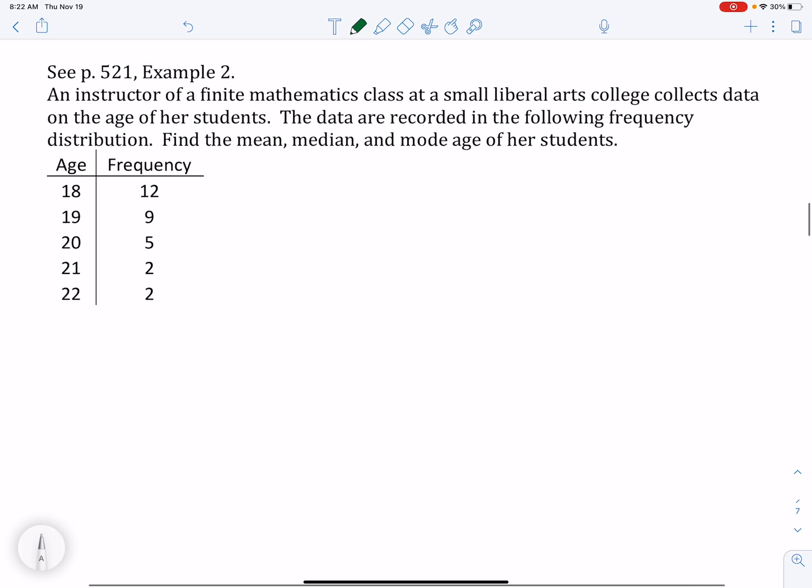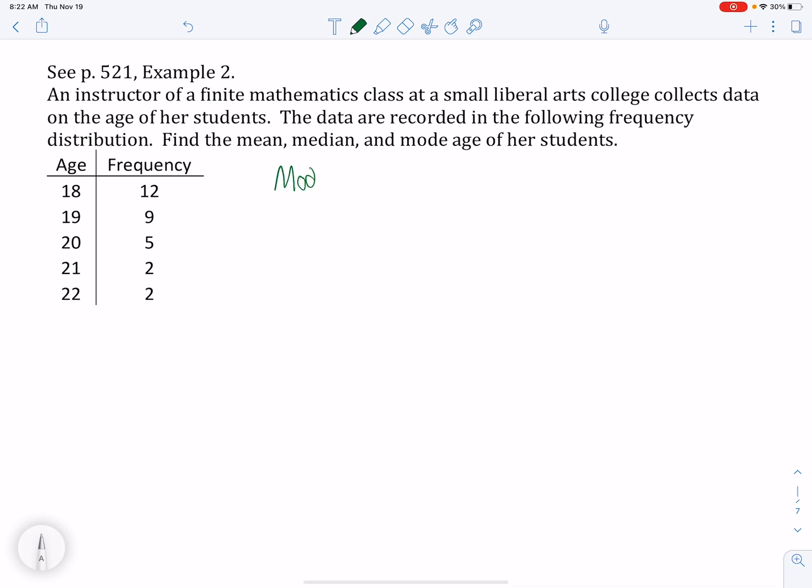It says, an instructor of a finite math class at a small liberal arts college collects data on the age of her students. And the data are recorded in the following frequency distribution, where it says age 18 has a frequency of 12. So that means 12 students in her class were 18, 9 students were 19, 5 students were 20, 2 students were 21, and 2 students were 22. And what we want to do is find the mean, the median, and the mode age of her students. So let's actually do mode first.